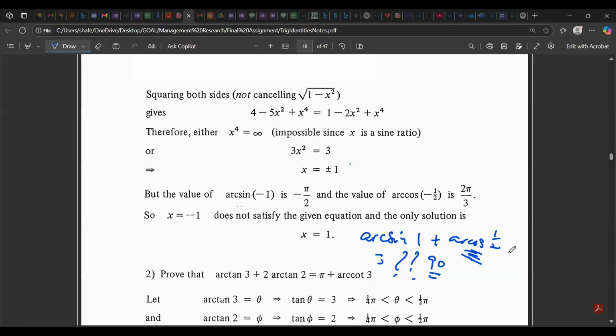Arccos of a half is how much? Come on, take your calculator quick. 60, sir. So 90 and 60 is how much? 150? Isn't that 5 pi over 6? Check and see if that's 5 pi over 6.